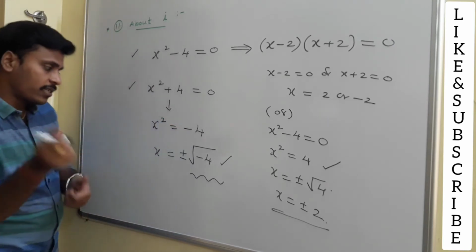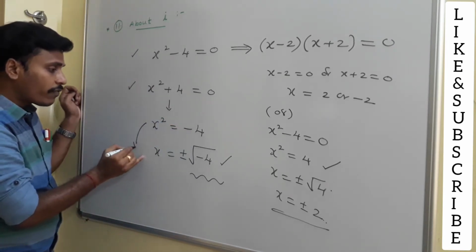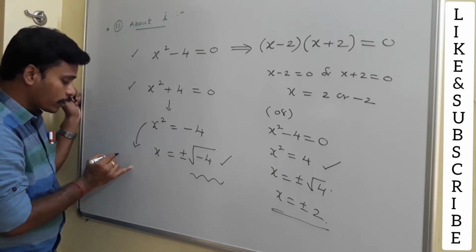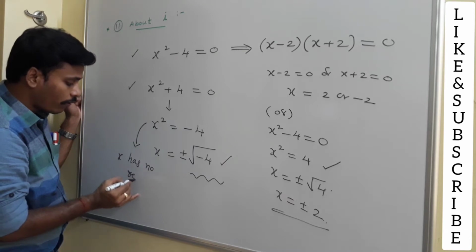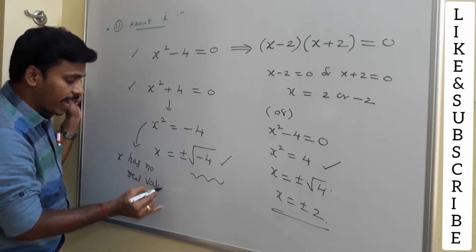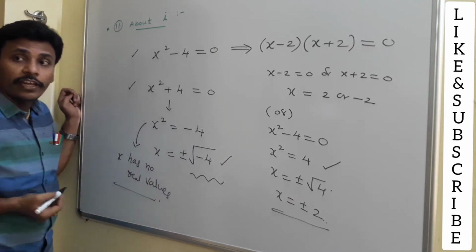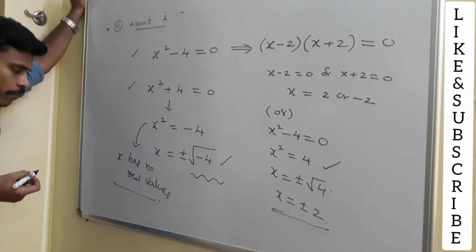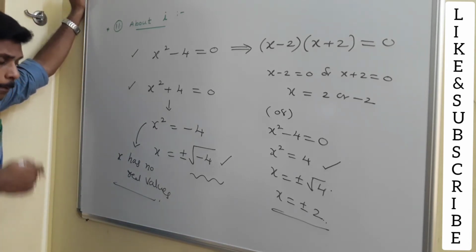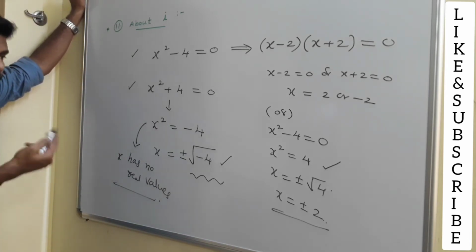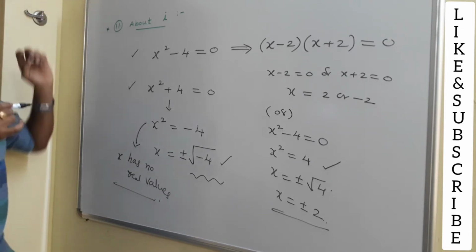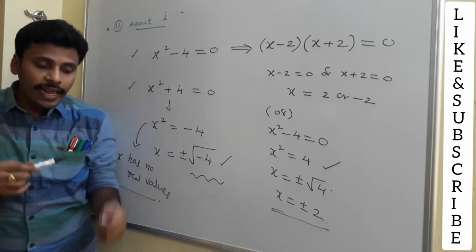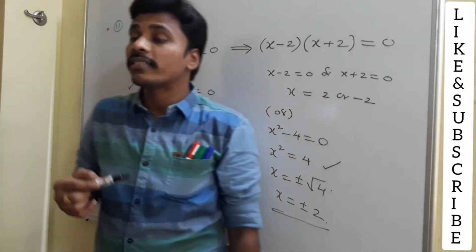In the sense, it is very clear that if x square is equal to minus 4, x has no real values. There is no real value for x. But then what do you say about that x? Is there any possibility of x? Right. Then at this position, there arises the concept of imaginary numbers.